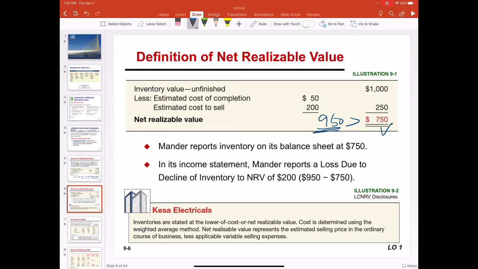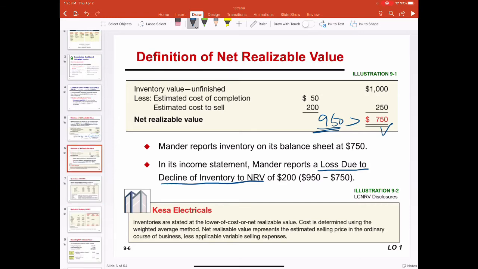Because from $950 to $750, there will be a $200 decrease in the book value of inventory. So we recognize a loss due to decline in the inventory to NRV. At the same time, we write down the book value of inventory by crediting inventory $200. We will have an example later.